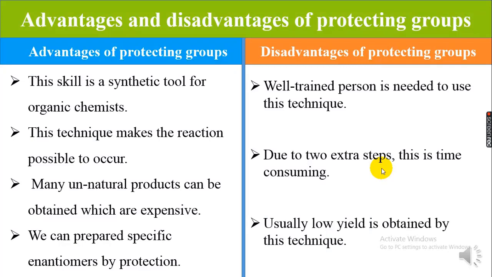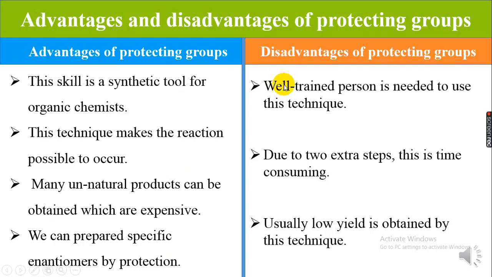So what are the advantages and disadvantages of the protecting group? This skill is a synthetic tool for the organic chemist to synthesize those molecules which exist naturally in small amounts. This technique makes the reaction possible to occur. Many unnatural products, which are very expensive, can be obtained. We can prepare a specific enantiomer by protection. Enantiomers are those compounds which are mirror images and not superimposable.